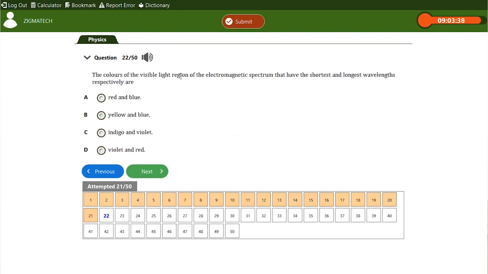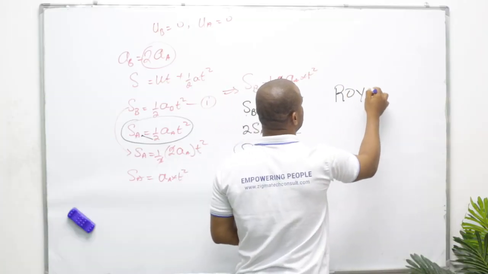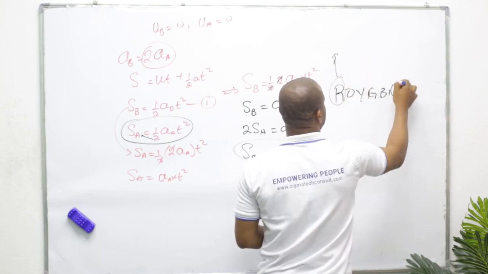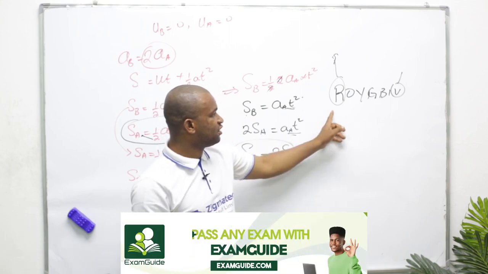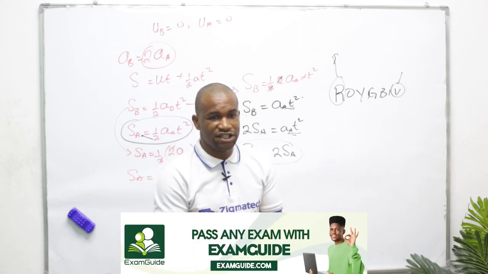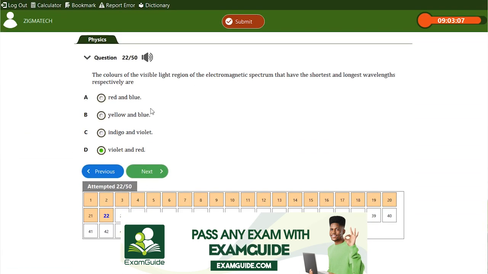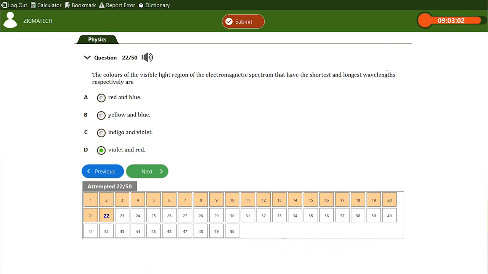The colors of visible light region of the electromagnetic spectrum that have the shortest and the longest wavelength, respectively, are, shortest wavelength, that is violet, and, you know, with this word, ROYGBIV. So red and violet. These are the ones. Red and violet are the key things. So violet and red. They have the shortest and the longest wavelength.